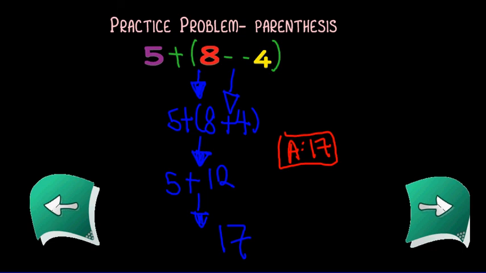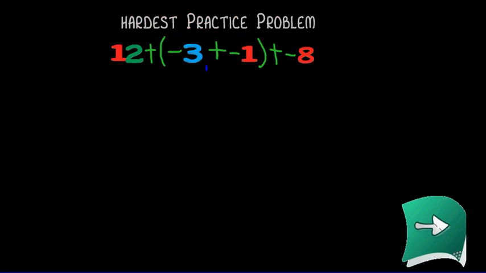Let's try the hardest question of all. It's okay. If you do more questions like this, then hopefully you'll get better at it. Let's try it. So -1. Remember, always do the things in parentheses first. -3 plus -1 equals -4.